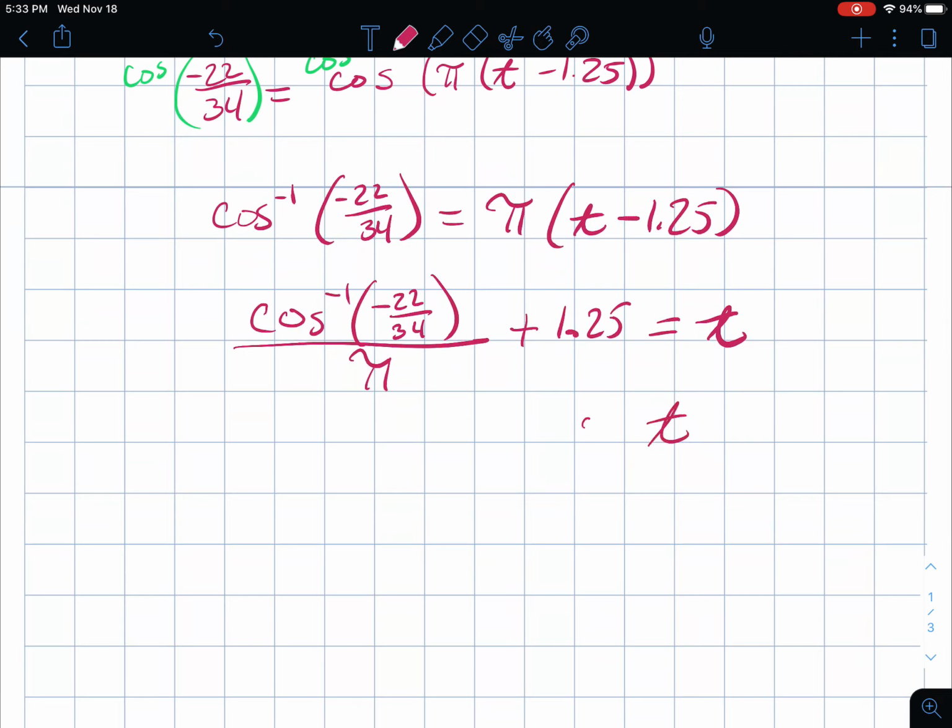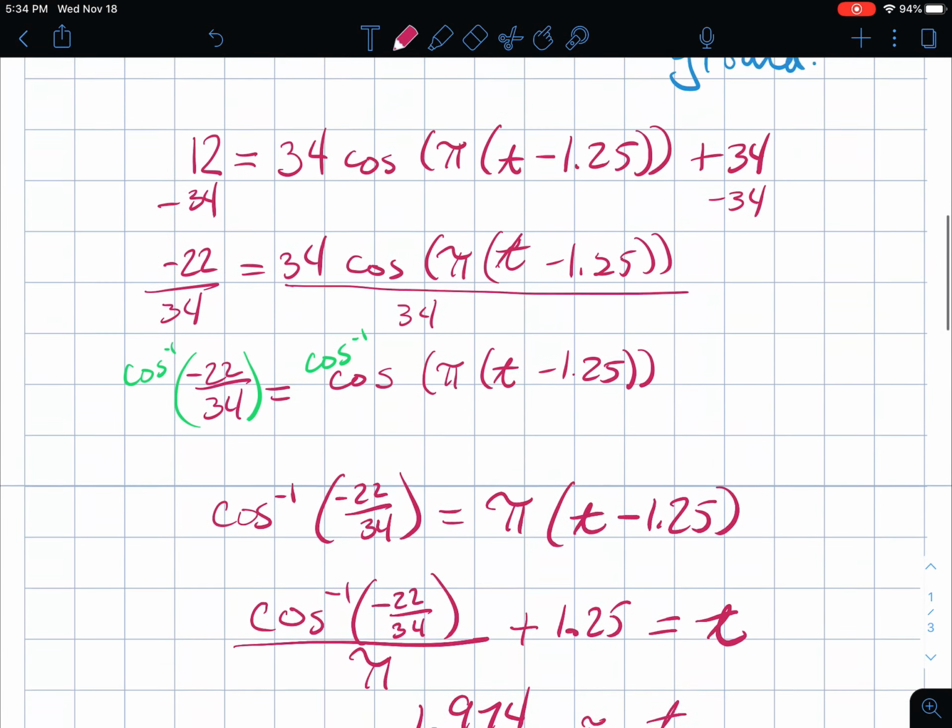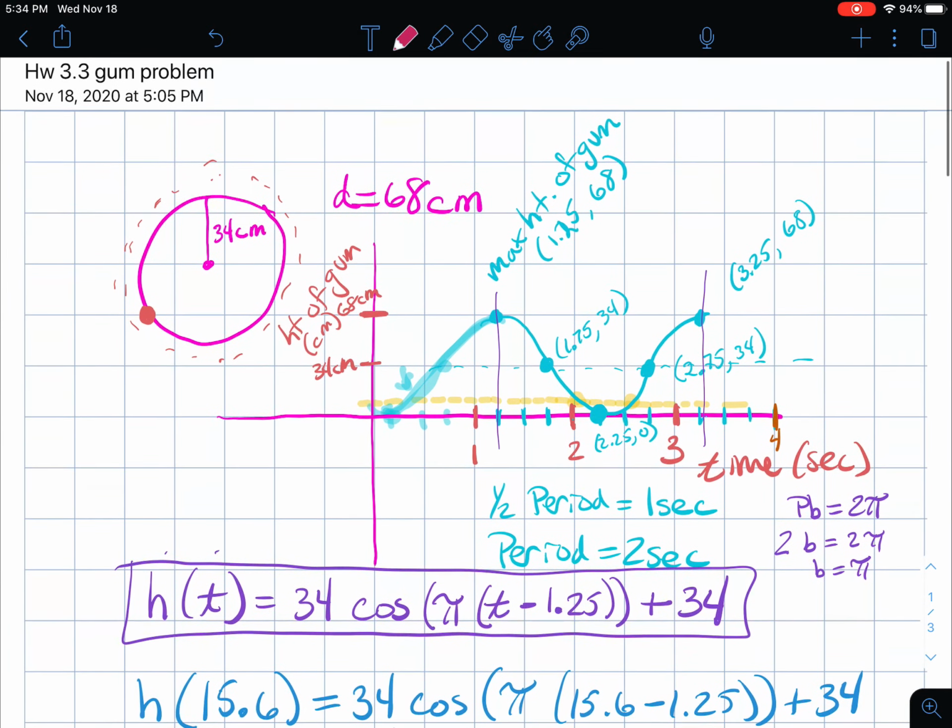So when you actually plug this in, the time that we're going to get for this is 1.974. So that's the value you're going to get calculated. Now let's think about this. It's almost 2 seconds. So let's go back to our graph. Where is almost 2 seconds? That's about here. Okay, so let's say that's about the height of 12 centimeters.